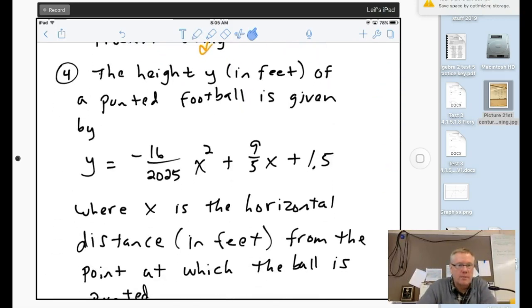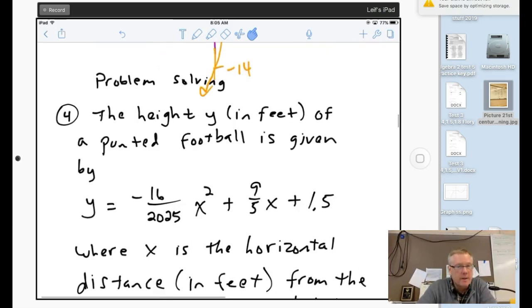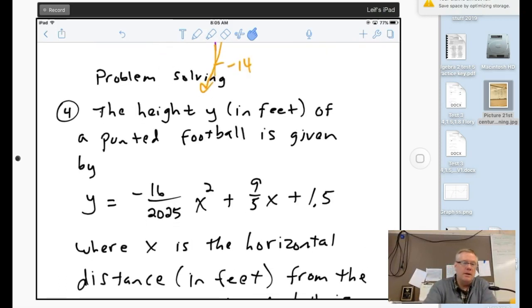This is a real world kind of problem. Anytime there's a projectile, something thrown through the air, shot up into the air, that's going to be a parabolic kind of shape, a parabola. So, for example, this one's about a football getting punted, which will be a parabola. That's what your punt will look like. A baseball thrown, lots of sports kind of things are applicable here.